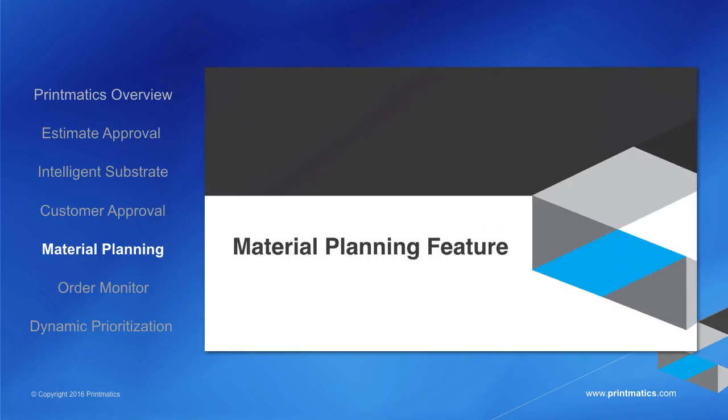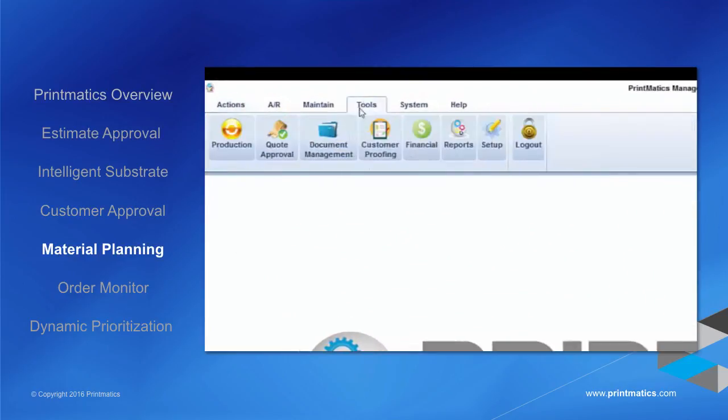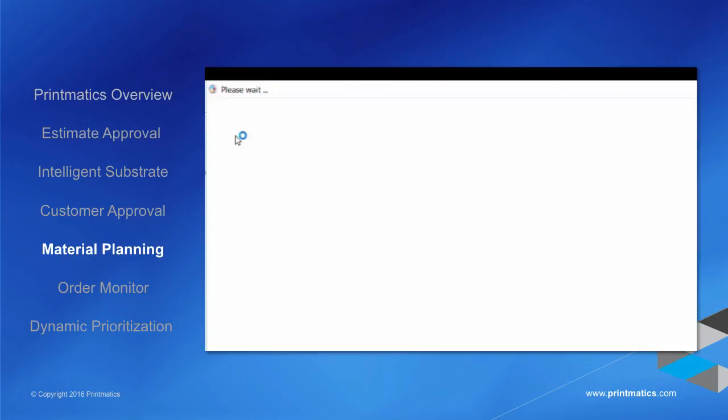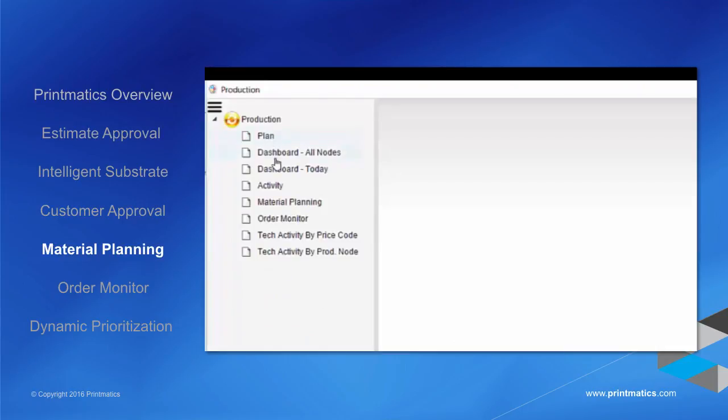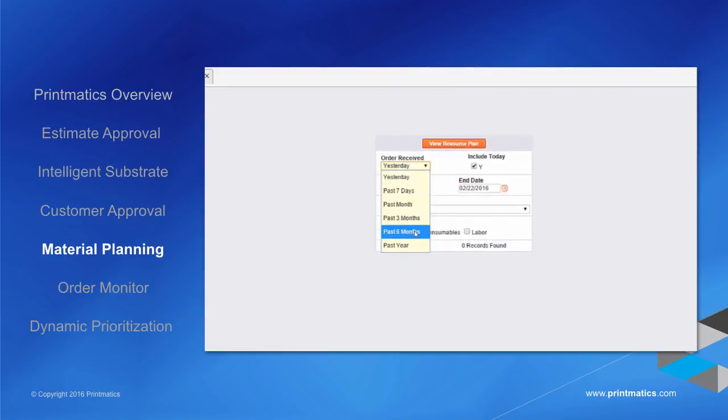The PrintMatics material planning feature makes it easy to optimize your inventory. It also helps generate purchase orders, bills of materials, and other associated orders. In the production screen, click on Material Planning and set your parameters to run a report. Running this report allows you to see all the materials required for open jobs in the system.